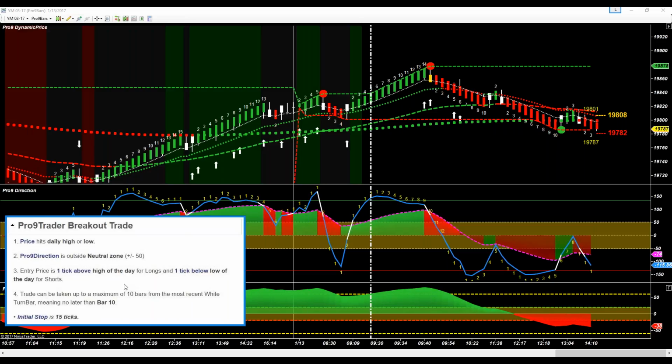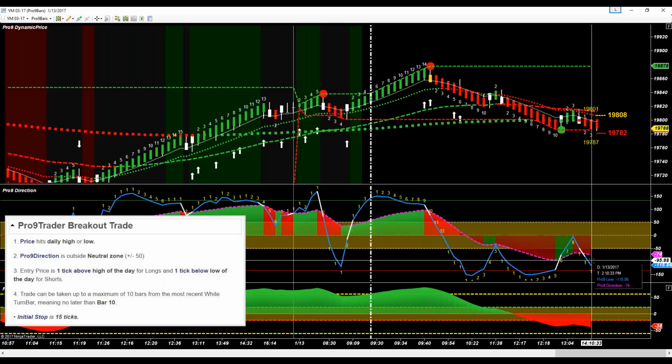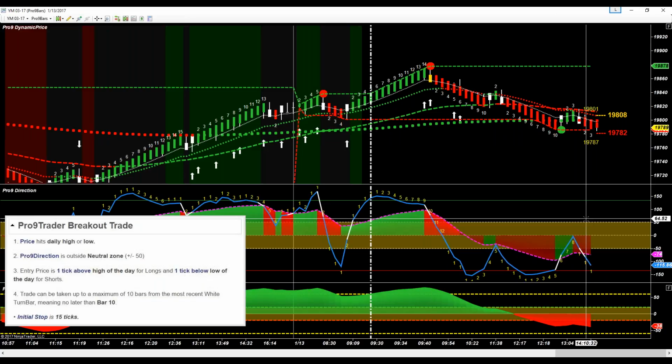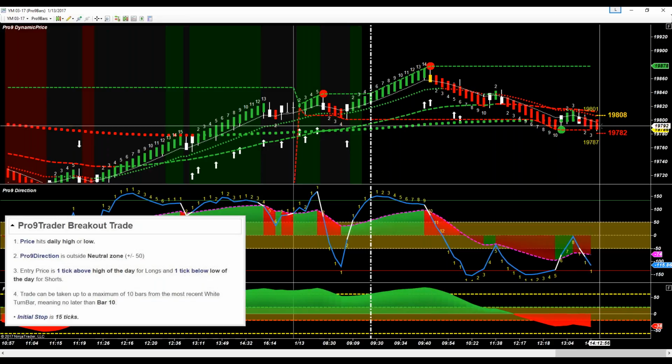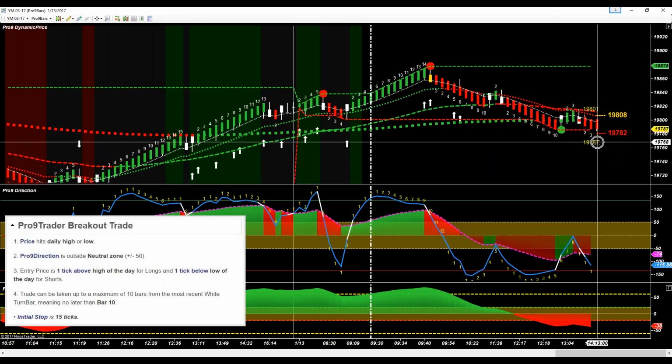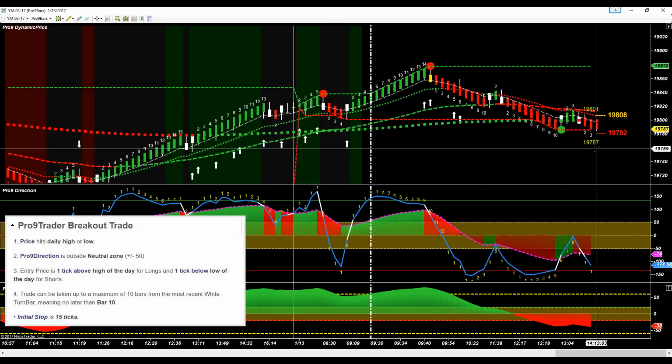If we look at our rules for a breakout trade, we're looking for the price to run into the higher low of the day, in this case the low, and we do want to see our direction histogram outside of the neutral zone, which it already is. It's at minus 74, pretty far outside of its neutral zone. Our entry price is going to be one tick below the low of the day, and the trade can be taken up to a maximum of 10 bars from the most recent turn bar. So this will be the fourth bar that's going to be the breakthrough bar. So we can definitely take that. It is a fully qualified trade.